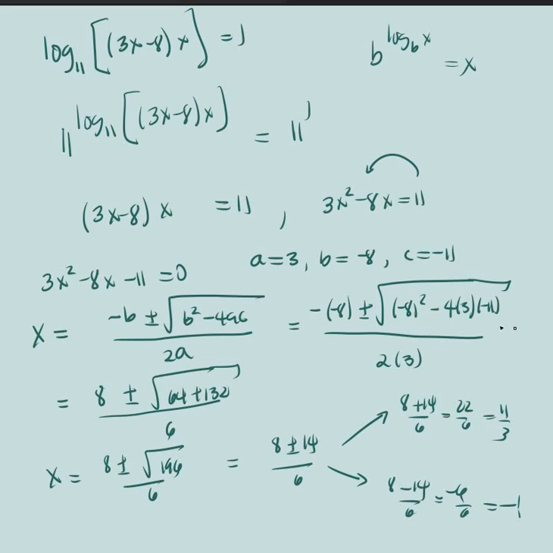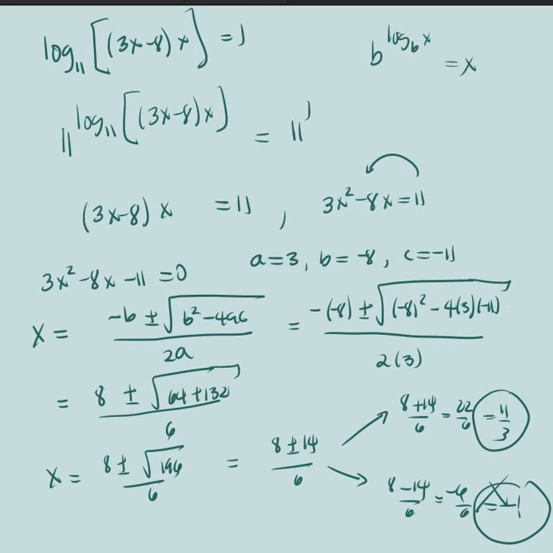No, not so fast, guys. This negative 1 is not an answer. The reason is negative numbers do not have logarithms. So this one is not a solution. The only solution is 11/3. Why? Because negative numbers do not have logarithms.